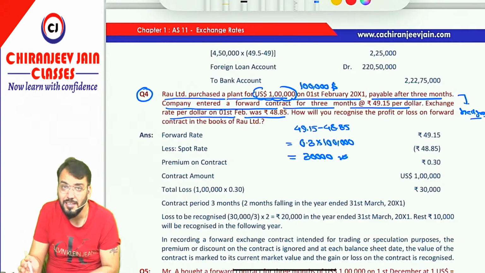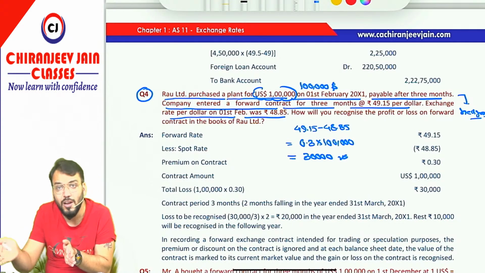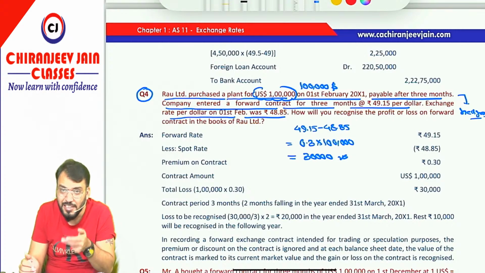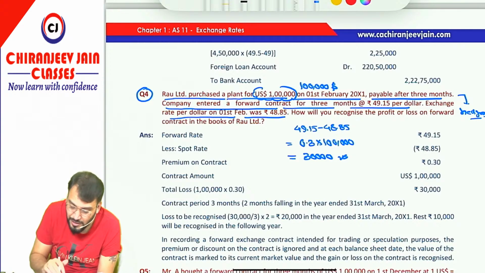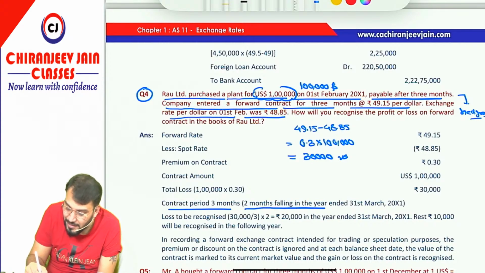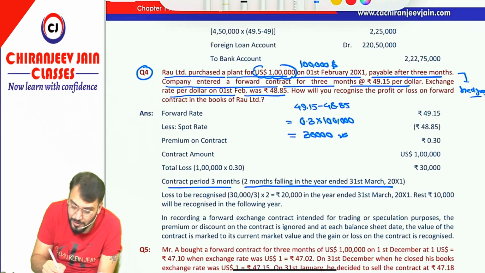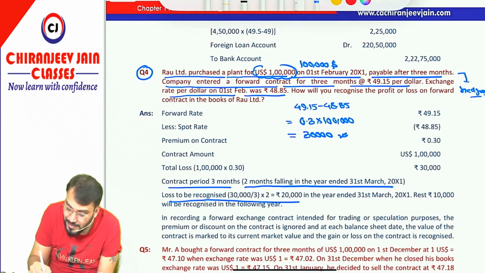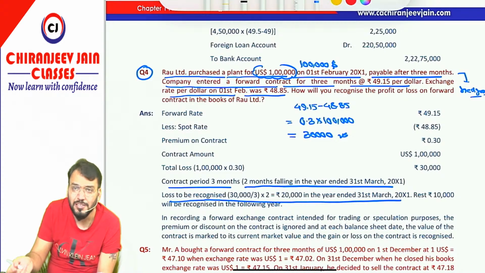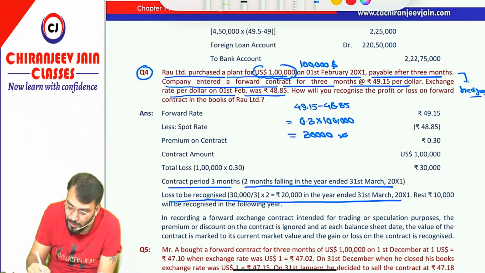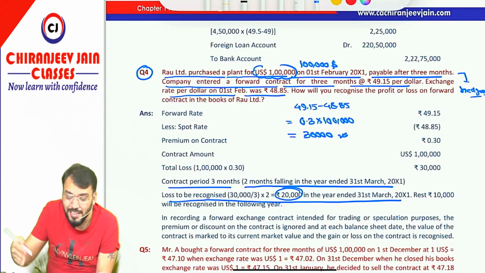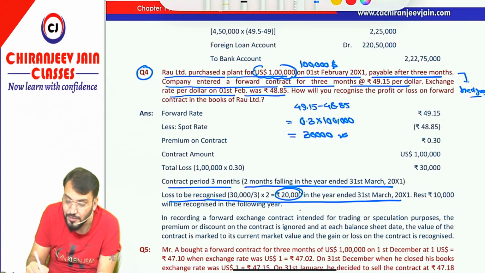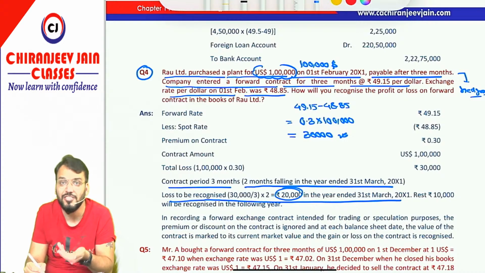So 2 months fall in 1 year and 1 month falls in the next year. It means this will be amortized on a 2:1 basis. The contract period is 3 months, with 2 months falling in the year ended 31st March 2001. So the loss to be recognized for the year ended 31st March 2001 will be 30,000 into 2 by 3, that is 20,000. And the balance loss, 10,000, will be recognized in the next year, the year ended 31st March 2002, understood?